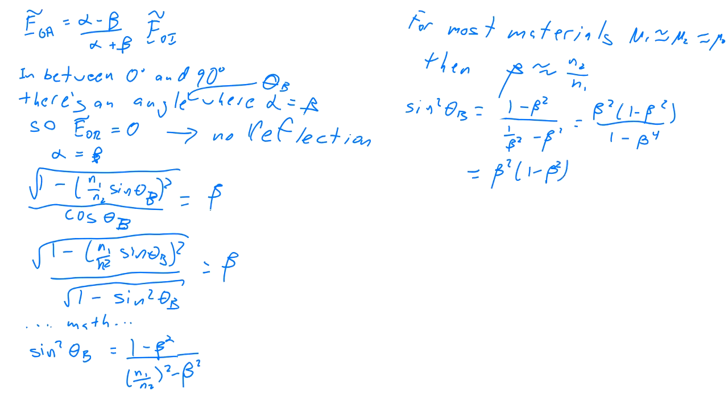That's good. And then in the denominator, I can write this as (1 plus beta squared) times (1 minus beta squared), right? It's the difference of perfect squares. So I can write it like that. And so I can then simplify this as beta squared over 1 plus beta squared.